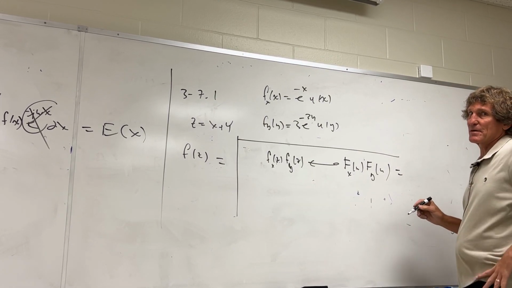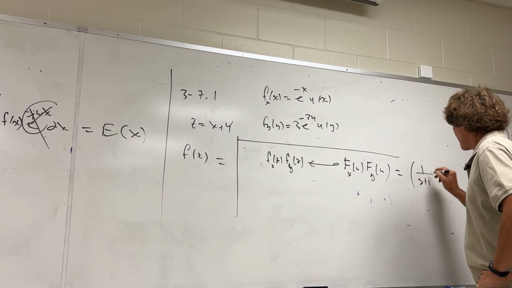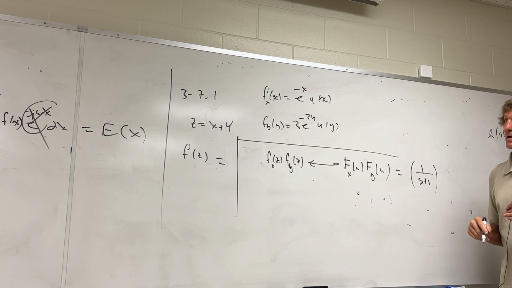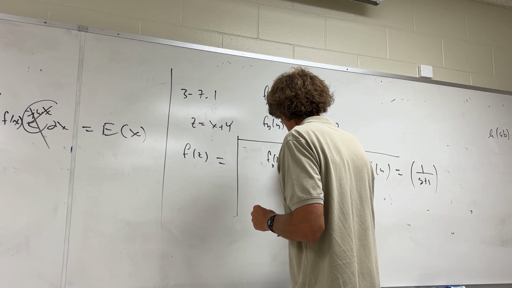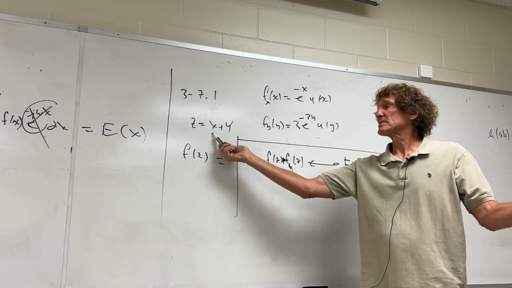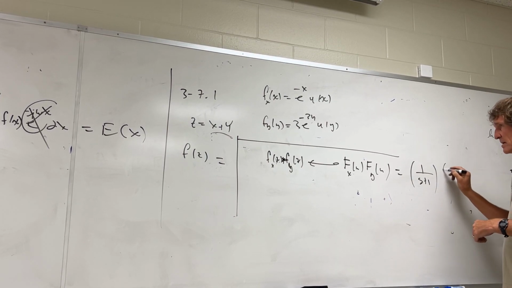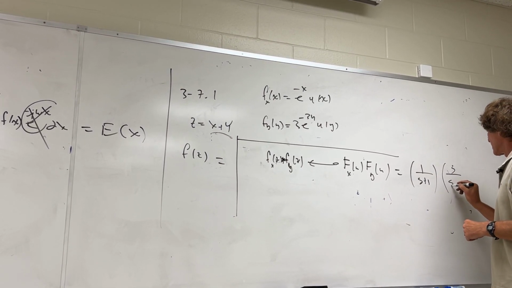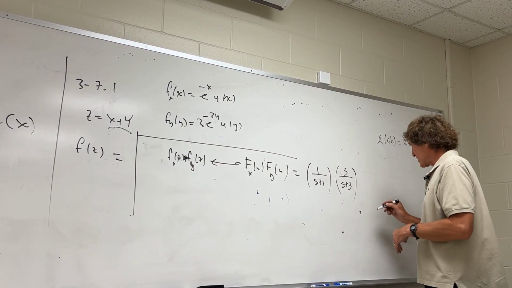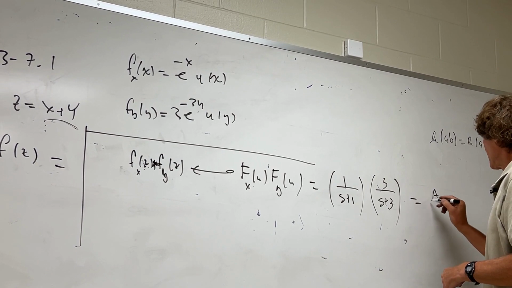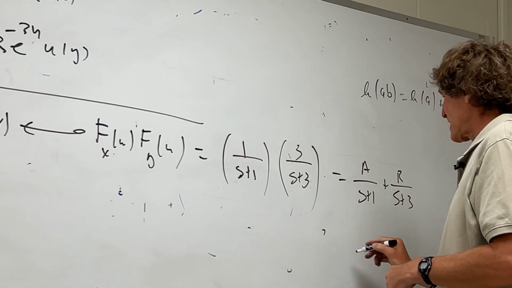So what is this equal to, guys? Transform the first one, what do you get? Come on. 1 over s plus 1. Right. Does everybody follow me on that? There's supposed to be a convolution symbol between them. Yeah. And the reason we can is this miracle right here, right? Okay, next. 3 over s plus 3. Does everybody agree? Okay, what does that equal to? A over s plus 1 plus b over s plus 3, correct?